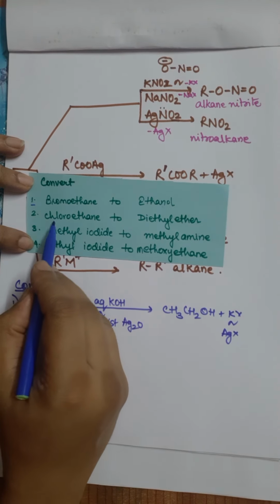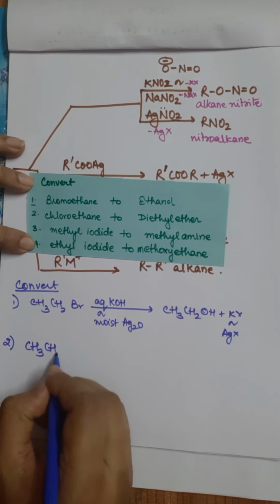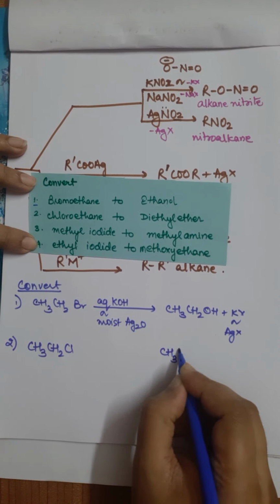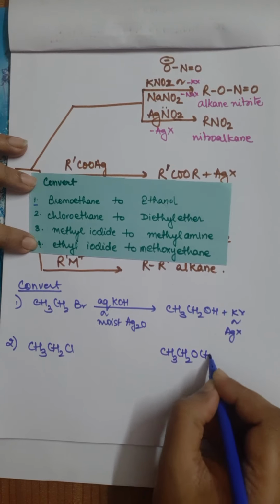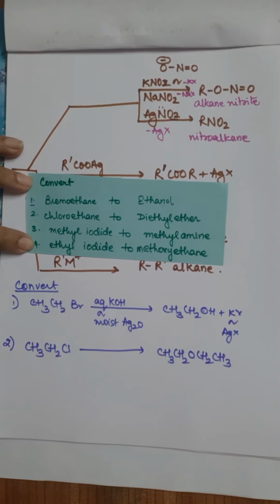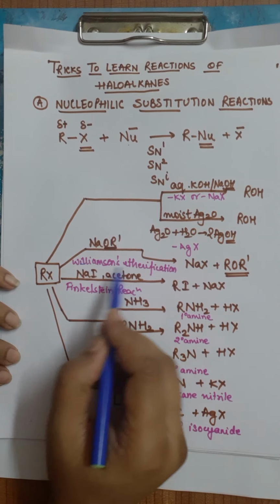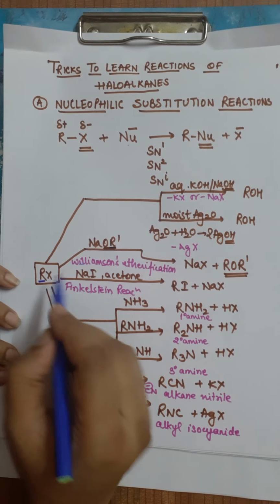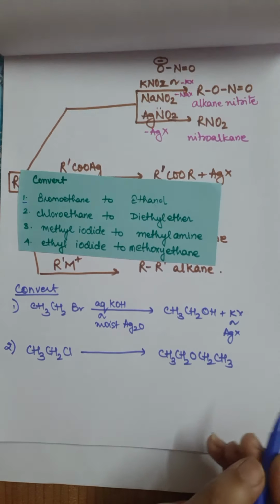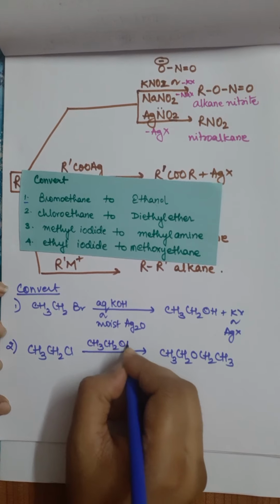Second reaction I have given chloroethane to diethyl ether. So chloroethane CH3CH2Cl has to be converted to diethyl ether, that is CH3CH2OCH2CH3. Okay. So you can see here we have to convert it into an ether. So ether, which reaction was there? This Williamson's etherification. So there are two R groups. So you can see if I have given diethyl ether means both the R groups should be same. So the reagent that you are going to use is CH3CH2ONa.